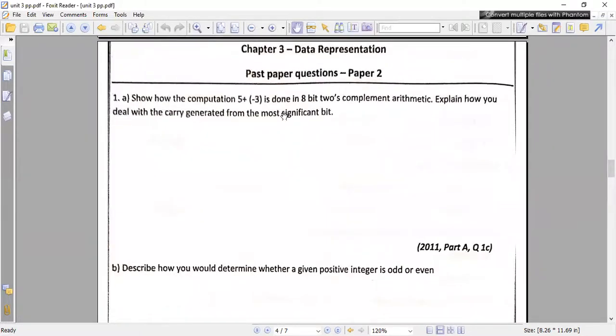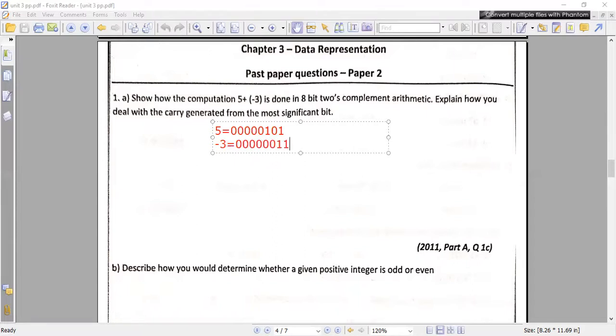First one, they are asking to show how the computation 5 plus minus 3 is done in 8-bit 2's complement arithmetic. Explain how you deal with the carry generated from the most significant bit. So 5 plus minus 3. First find the 5, its 2's complement is positive, so you can write 0 0 0 0 0 1 0 1. Minus 3, first you find the 3: 0 0 0 0 0 0 1 1.